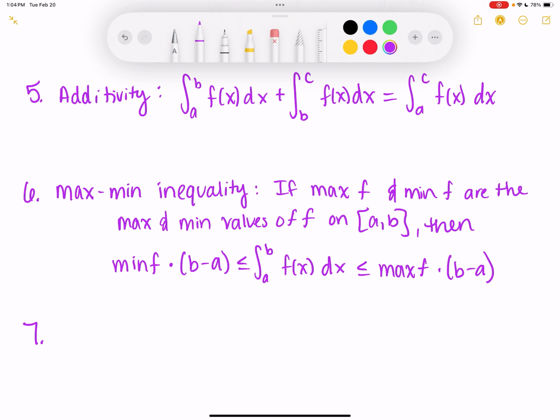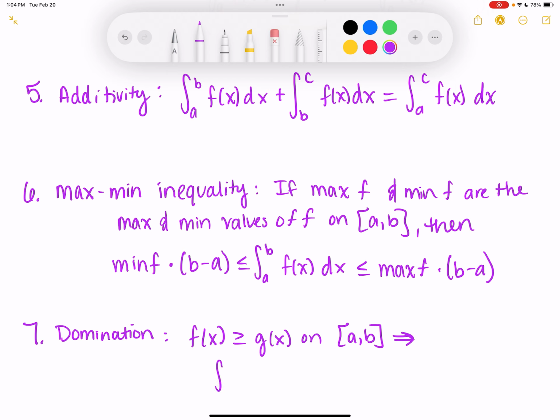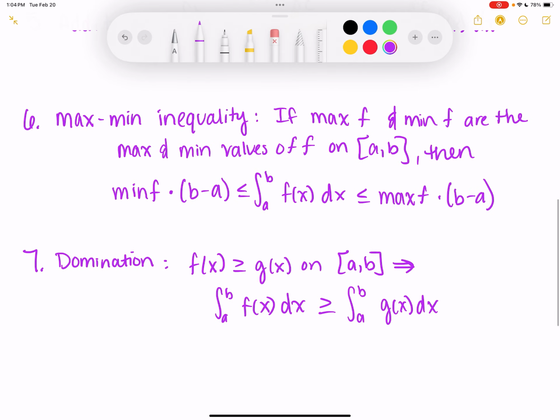Number 7, this last one is called domination. This says that f of x is greater than or equal to g of x on the closed interval a to b. This implies that the integral from a to b of f of x dx is also greater than or equal to the integral from a to b of g of x dx. So this is an if-then statement.